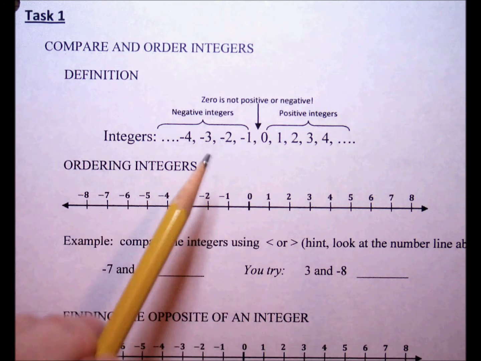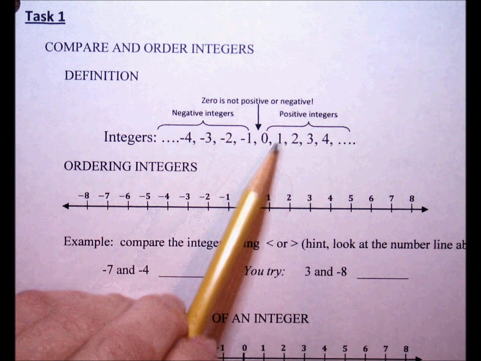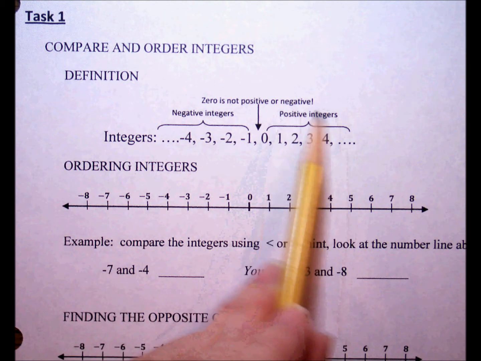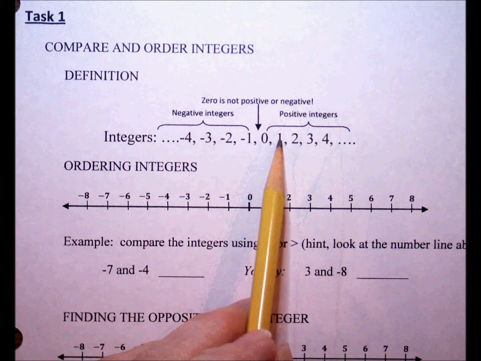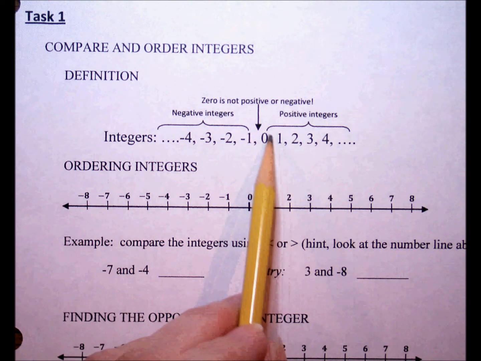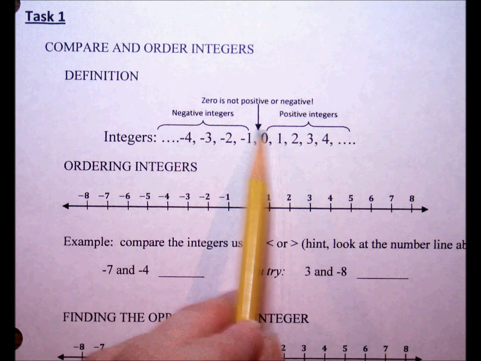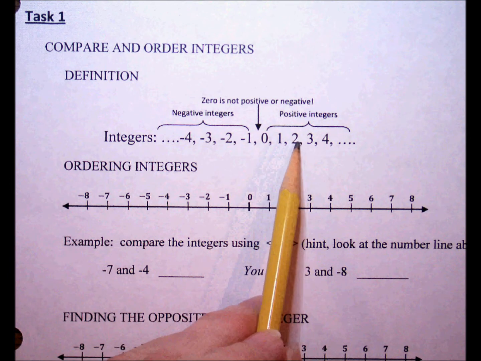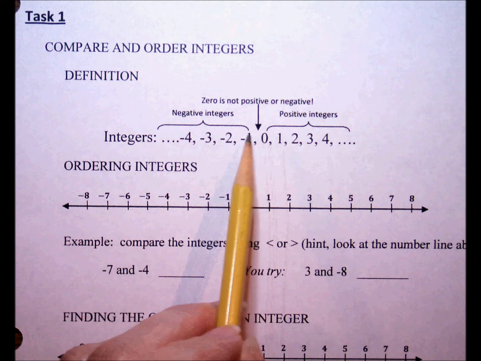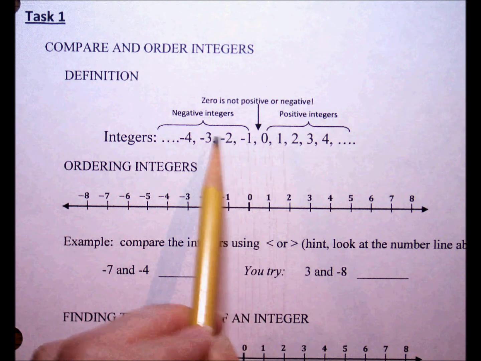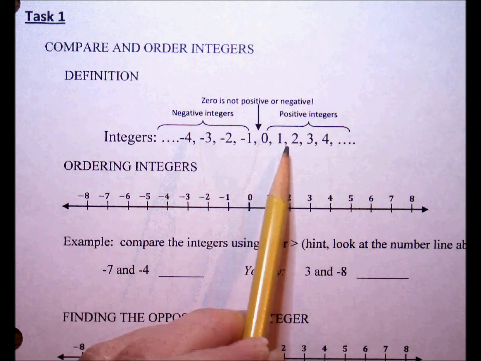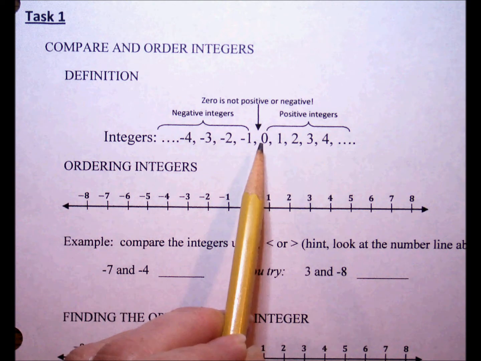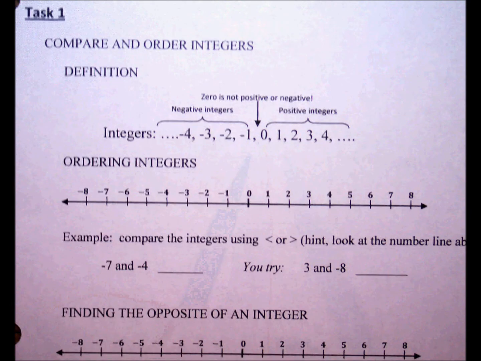The definition of integers is that they contain the counting numbers, which are the positive integers, the numbers we use to count with, and I'm sorry my graphics are a little bit off to the left up here. So 1, 2, 3, etc. All of the negatives of those counting numbers, and 0, which I note here is not positive or negative.